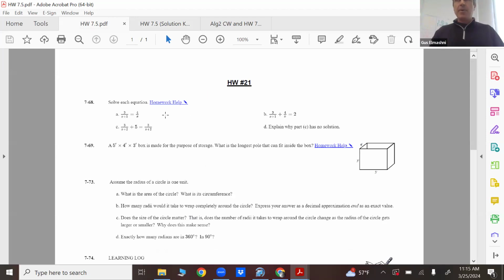A is pretty simple. Just cross multiply and solve. That's pretty straightforward. But B is going to be a little bit more challenging. What I do is find the LCD for everything, which is x times x plus 1. So you have to multiply both sides by x times x plus 1.